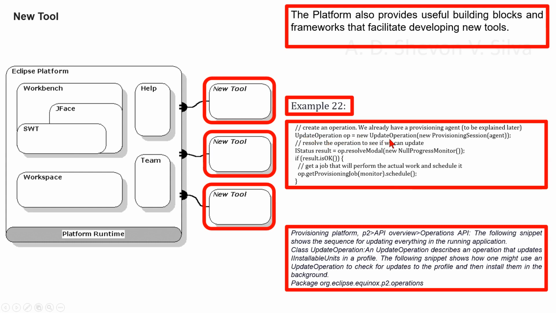Create an operation. We have the provisioning agent. Resolve the operation to see if we can update. Result is okay. Get a job that will perform the actual work and schedule it.